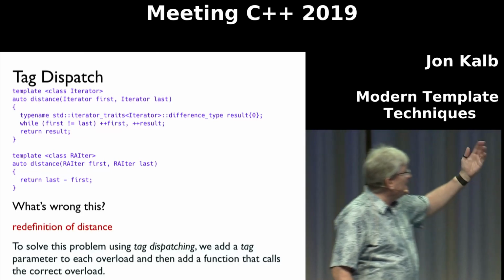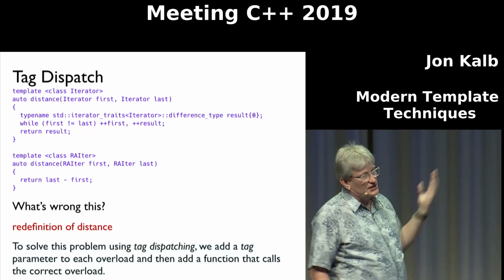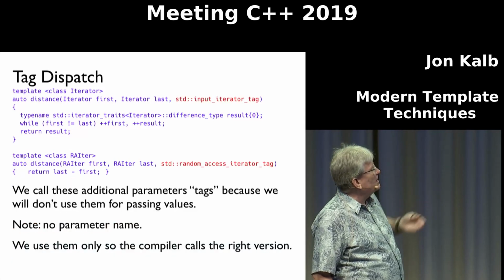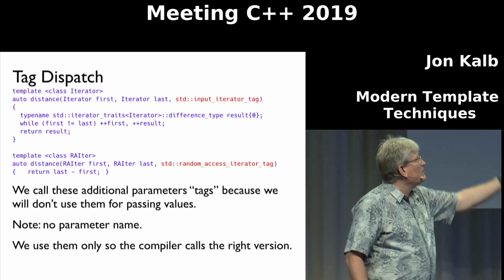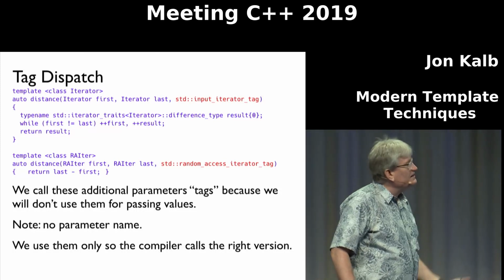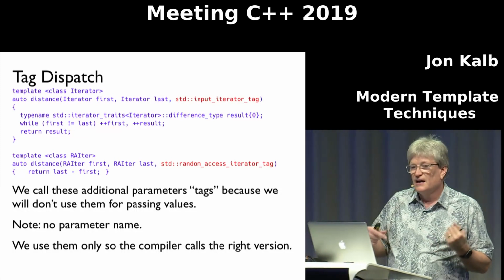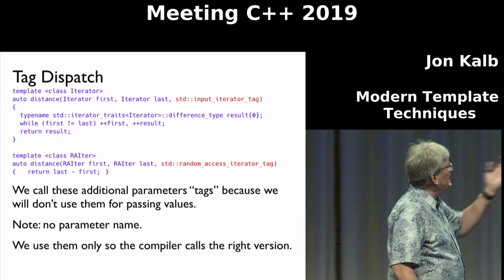And the idea is that we're going to add a tag to the signature of these two functions. So the compiler at compile time will dispatch to the right function depending on the tag. And the tag we're going to use here is std input iterator or std random access iterator. These tags are already defined in the standard. Now, if we were trying to do something like this, we could define our own tags, whatever type we want. But these are handy for us.